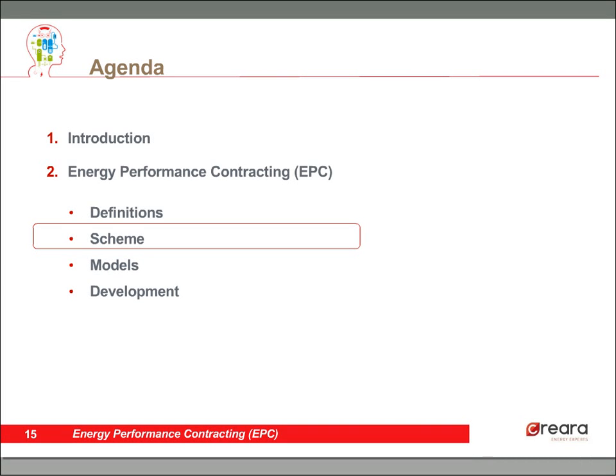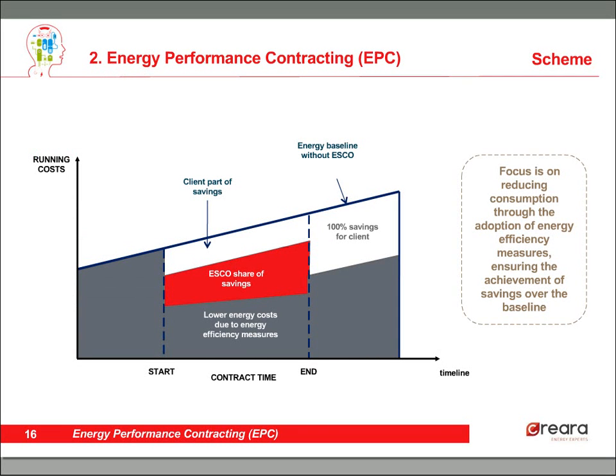Let's see how these EPC contracts work within time. Now, in this chart, at the x-axis we have the timeline, and vertically we would have the costs line. At the top, let me point, we have this energy baseline.